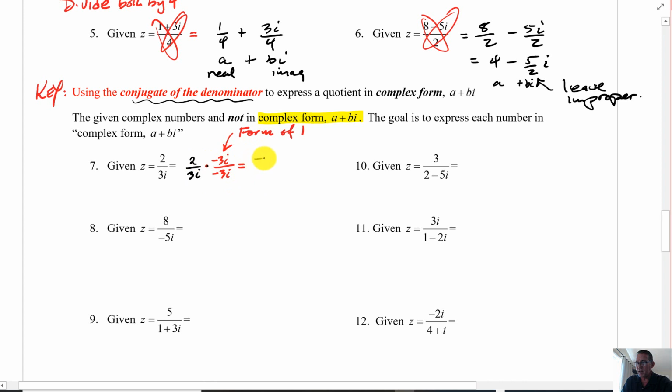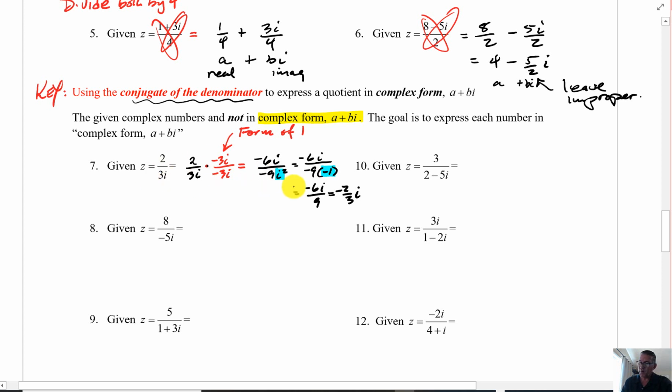2 times negative 3i is just negative 6i. And then 3i times negative 3i is negative 9i squared. And then we have negative 6i divided by negative 9 times negative 1, because remember, i squared is negative 1. Then you simplify, and we get negative 6i divided by 9, which is just negative 2/3 i. And that is in complex form, in a plus bi form. Just b is a fraction, but it's no big deal. And 0 is the real part. There's no real part in this case.